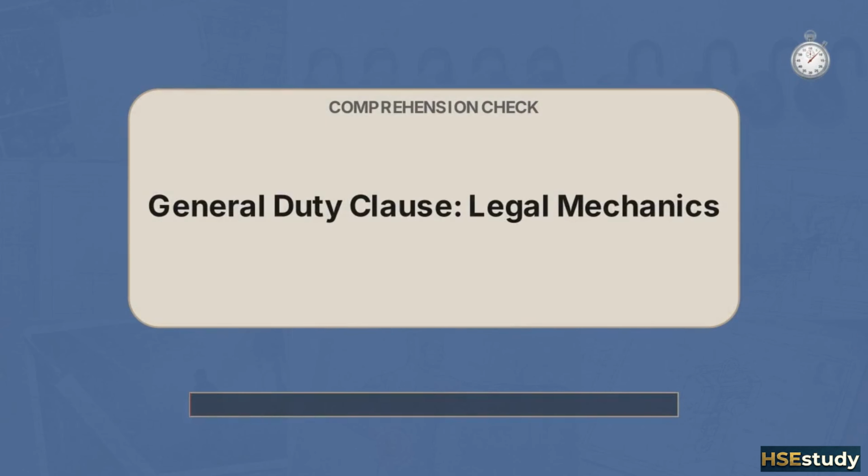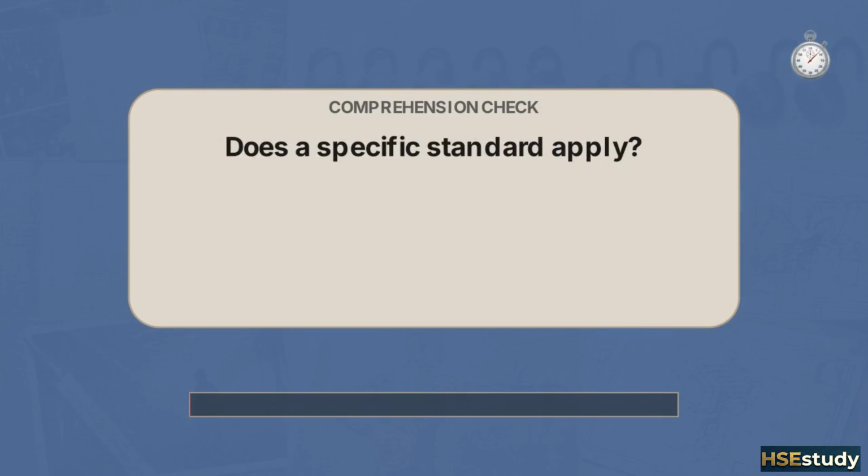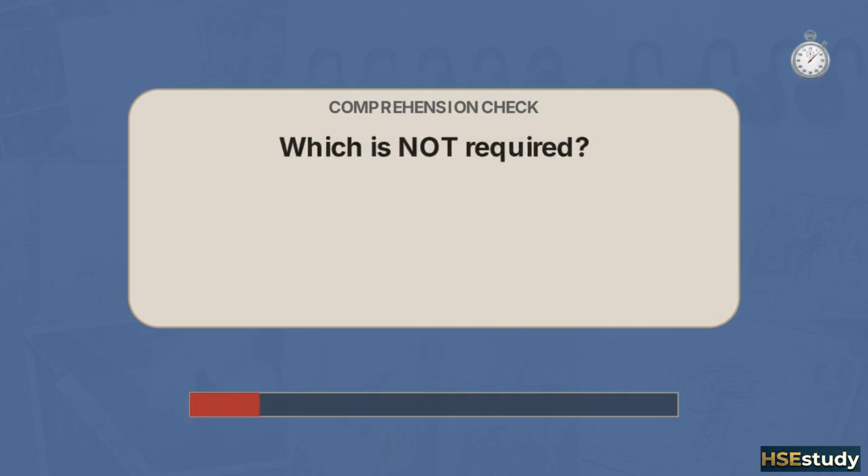We're going to run through 7 rapid-fire questions, 5 seconds each. Question 1. Can OSHA use the General Duty Clause if a specific safety standard already applies to the hazard? False. The clause is strictly a fallback. Question 2. Which of the following is not required for OSHA to prove a violation? The employee signed a waiver. Waivers do not absolve an employer of their safety duties.